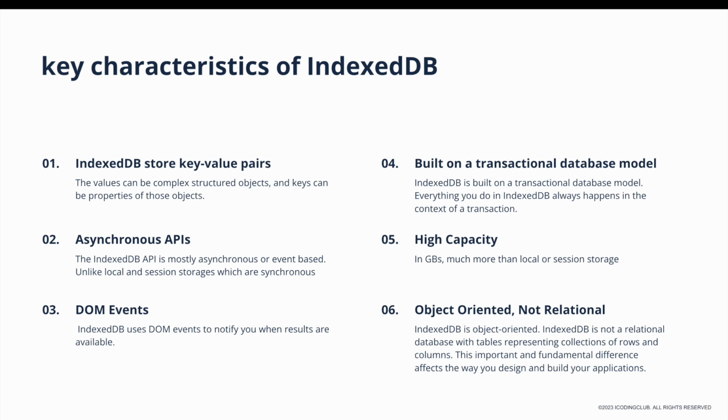And the last one, yes, it's an object oriented, not a relational database. So everything you do is all object oriented. Unlike local storage and session storage, where you put the data in as a string and when you get it back, you have to parse it. Those things don't happen in IndexedDB. You store it as an object, you get it as an object, and you work fully in an object oriented manner. So these are the 6 key characteristics of IndexedDB.